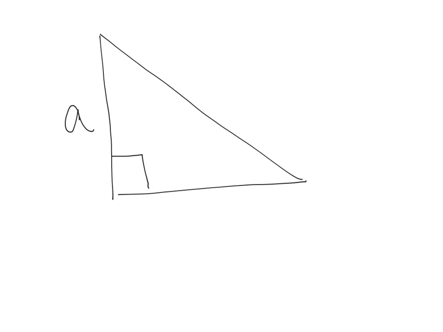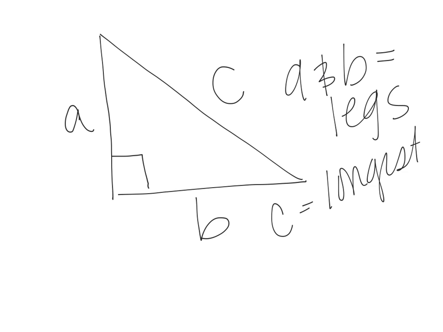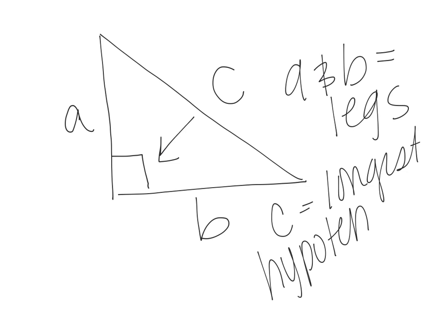And we are going to have three sides, A, B, and C. Sides A and B form the 90-degree angle, and they are called your legs. Side C is the longest side, and it's always directly across from the 90-degree angle, and it is called the hypotenuse. So I want you to have this diagram written down so that it's something that you can refer to.